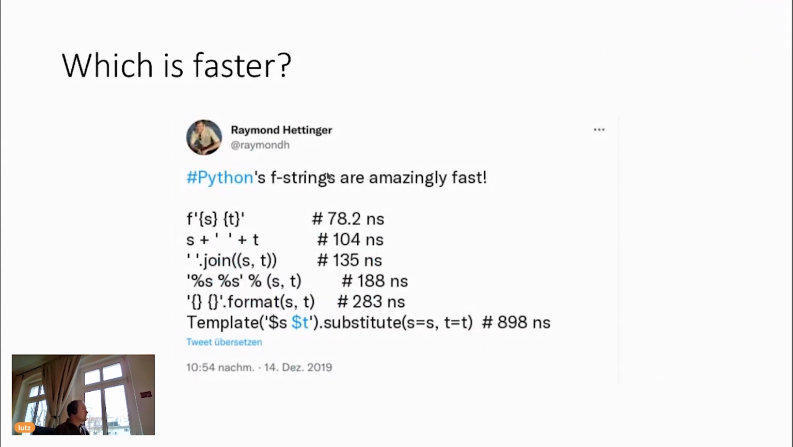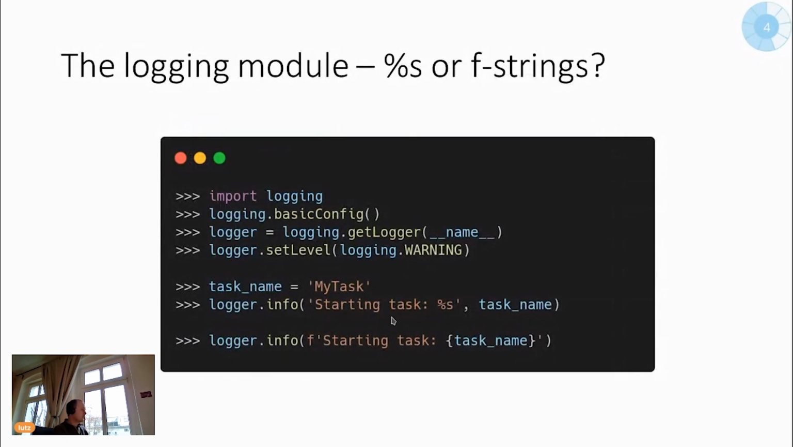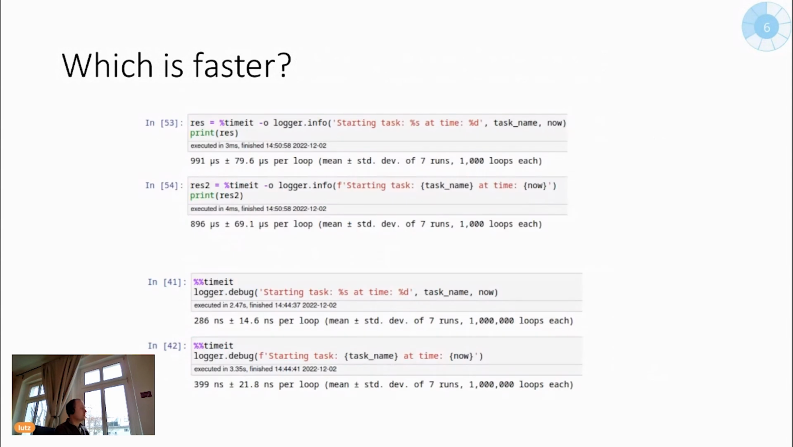There's this tweet by Raymond Hettinger, a Python developer, basically comparing different methods to format a string. The result is that F strings are the fastest. The percent notation is a little bit further down, and this is what the logging module uses internally if it has to format a string. But since F strings are the fastest, there's a problem here. Let's imagine the level is set to logging info instead of warning, and these messages would be printed. Then the bottom one, the F string, would actually be faster. So if the message is printed, this method is generally faster. If the message is not printed, the upper one is generally faster. So there's no clear winner in terms of speed. It depends on the logging level.